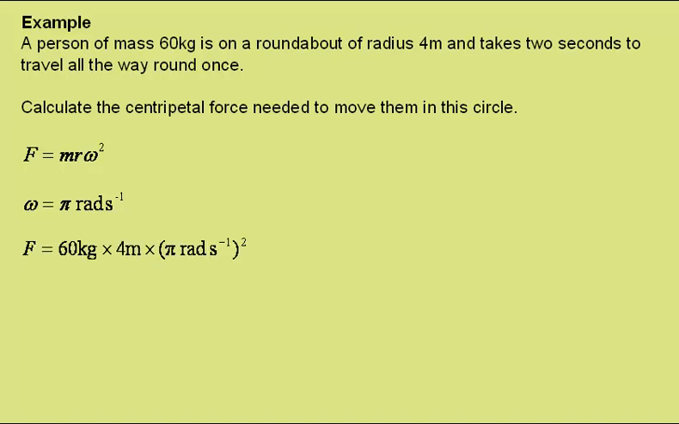Putting in the figures then, the centripetal force is equal to the mass of 60 kilograms times the radius of 4 meters times the angular velocity squared of pi radians per second, giving a force of 2,370 newtons.